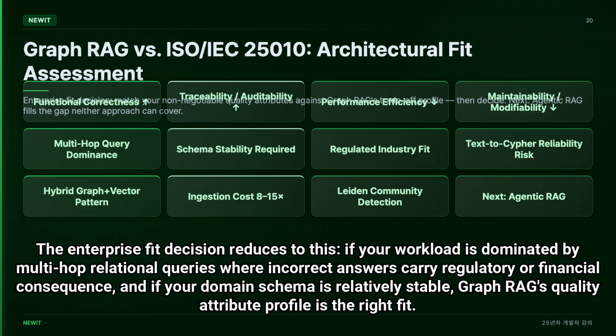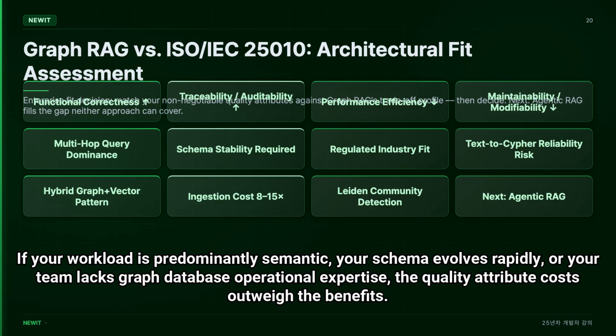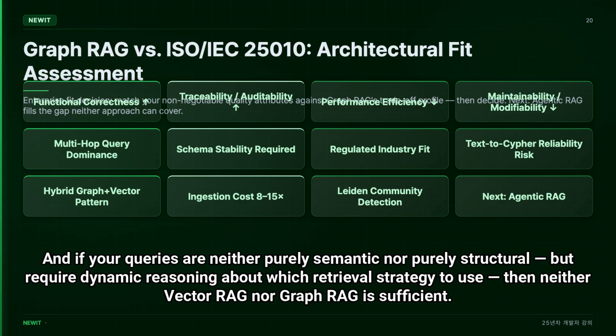The enterprise fit decision reduces to this. If your workload is dominated by multi-hop relational queries where incorrect answers carry regulatory or financial consequence, and if your domain schema is relatively stable, Graph RAG's attribute profile is the right fit. If your workload is predominantly semantic, your schema evolves rapidly, or your team lacks graph database operational expertise, the quality attribute costs outweigh the benefits.